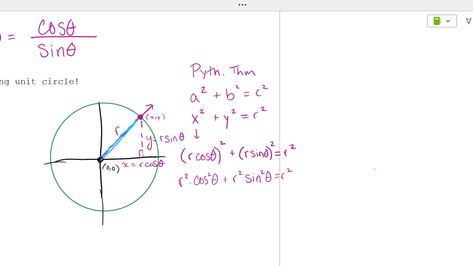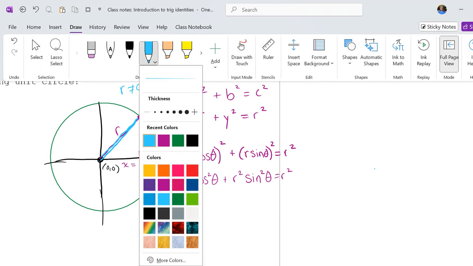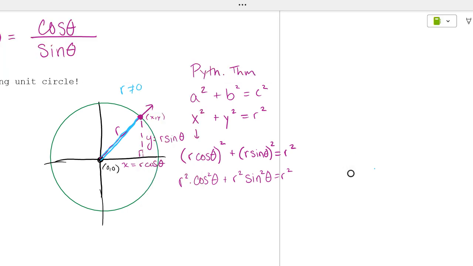Now, the neat thing is, since this r is a hypotenuse, it's a length, we don't know what r is, but we know it's some positive quantity. And more importantly, it's not 0, otherwise we wouldn't have a circle there, and we wouldn't be able to form a triangle. So I'm going to divide everything by r squared, which I'm allowed to do since we know that r is not 0. That leaves just cosine squared plus sine squared, and r squared over r squared is 1. So that is one of our 3 Pythagorean identities.